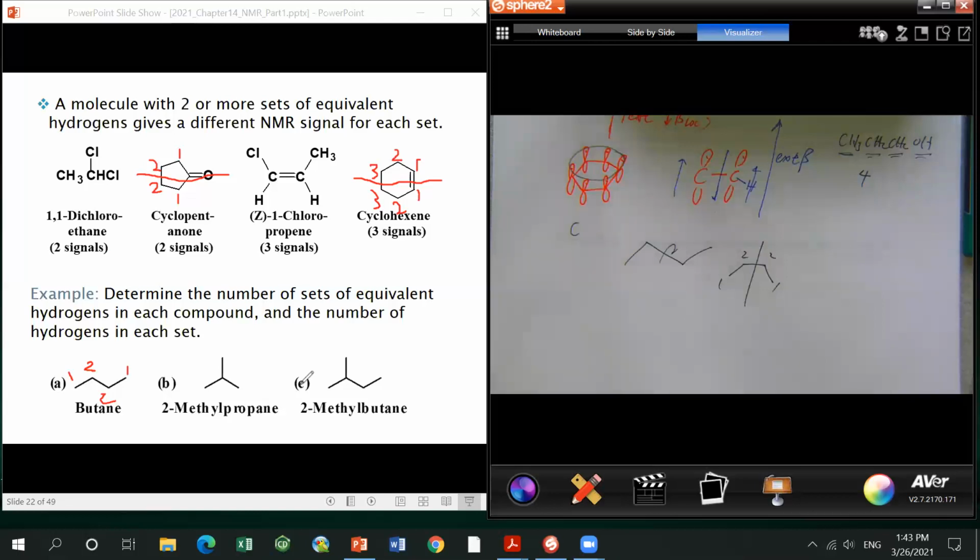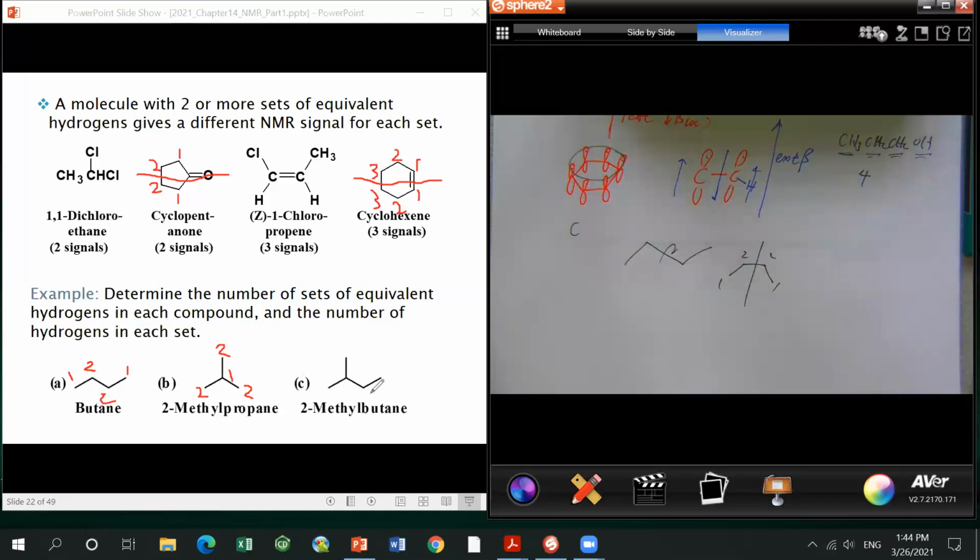So for B, why is it 2? Because there's one proton connected to the central carbon, so that's 1. And then all the 3 CH3 show the same chemical shift, because they are related by the rotation axis and symmetry plane. So 2, 2, 2. So for B, also 2.